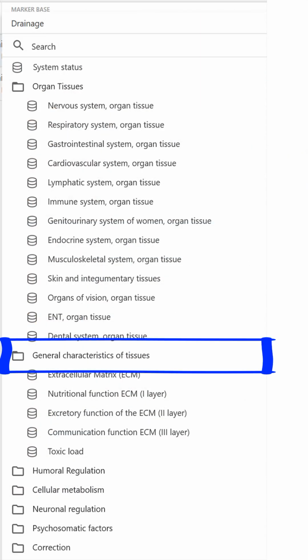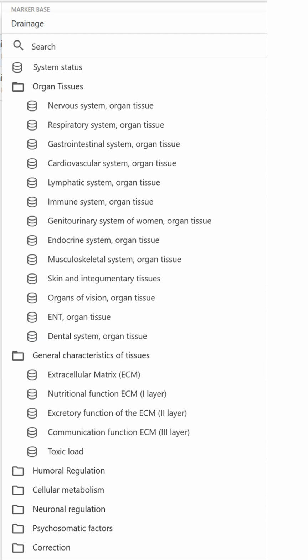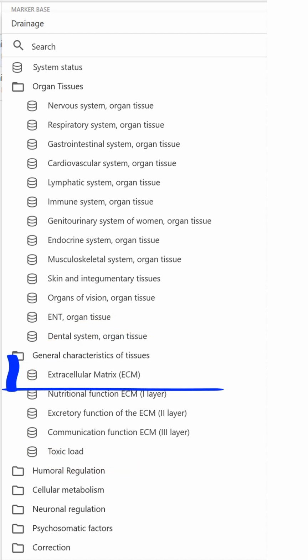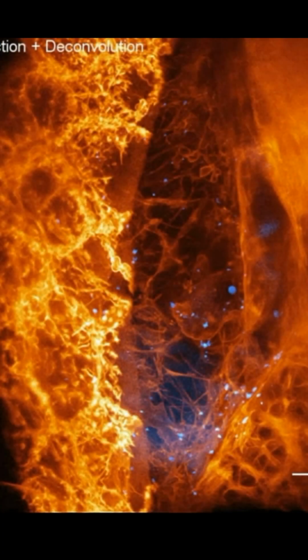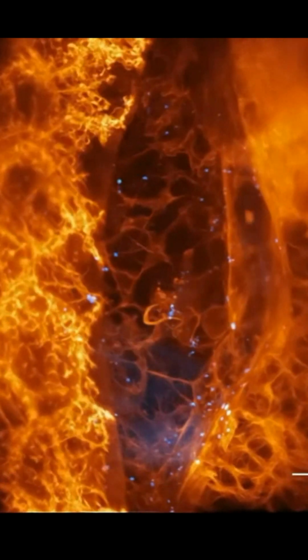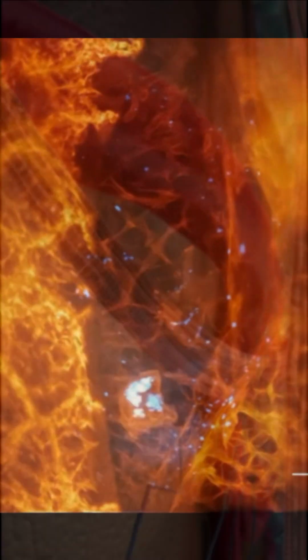Folder General Tissue Characteristics. In the folder General Tissue Characteristics, one of the essential characteristics of biological tissues is the condition of the tissue's extracellular matrix, ECM. ECM is a complex molecular system in which the cells of our organs and tissues live and function.